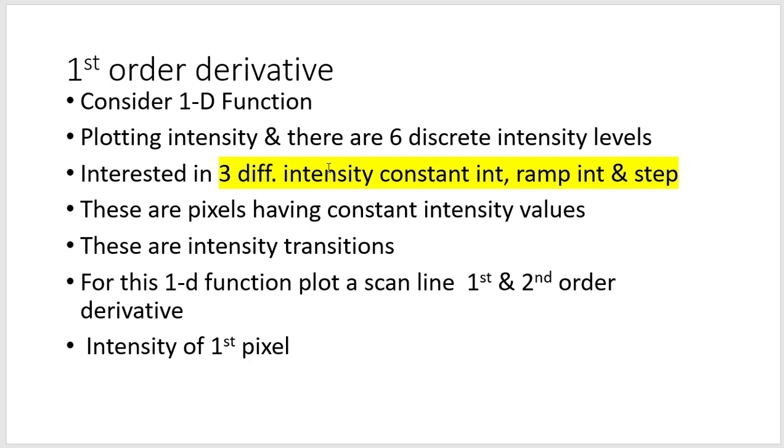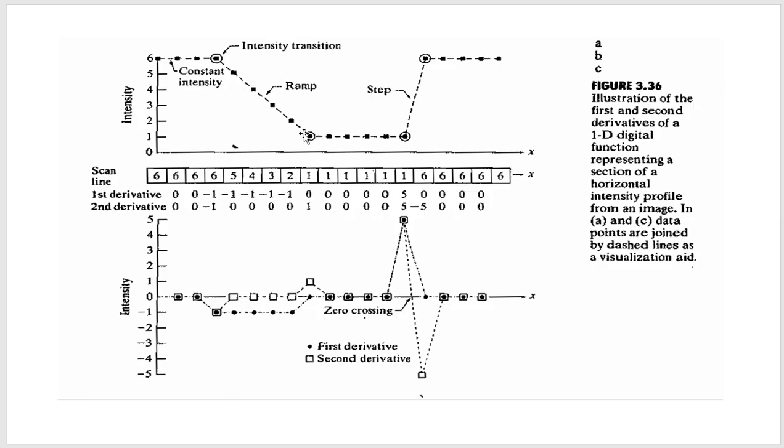Next we'll look into the graph plot of how the first order derivative occurs. For the 1D function plot, a scan line of the first and second order derivative is drawn. This is the illustration of the first and second order derivative of a 1D digital function. Here you can see this is constant intensity, and here we have the ramp function, followed again by constant intensity and then the step function.